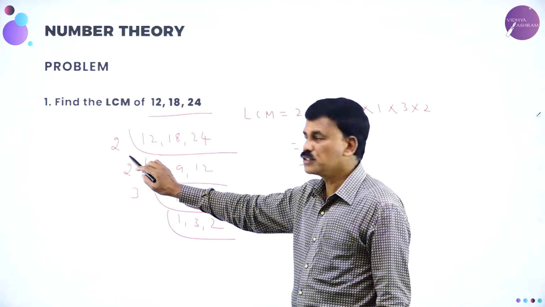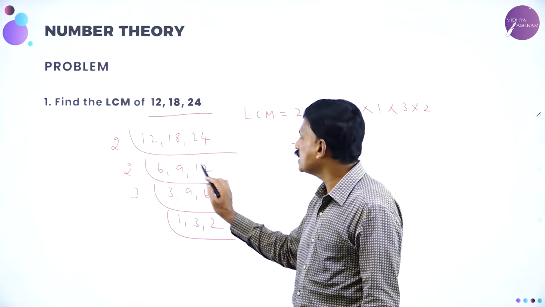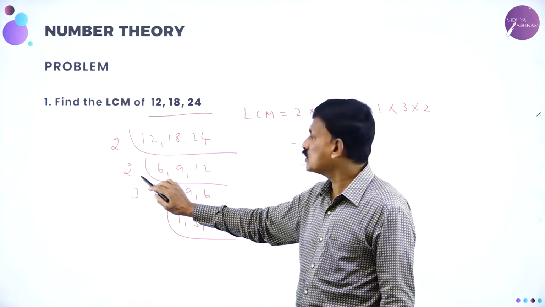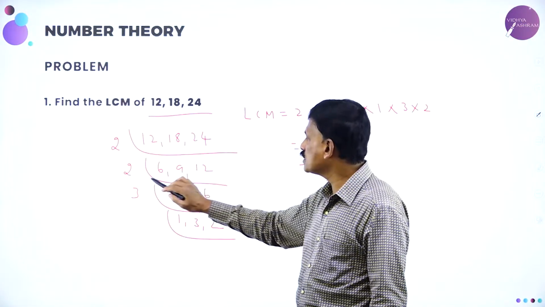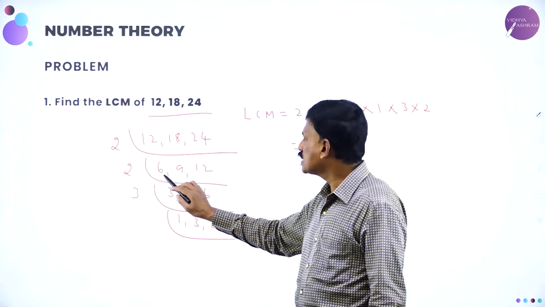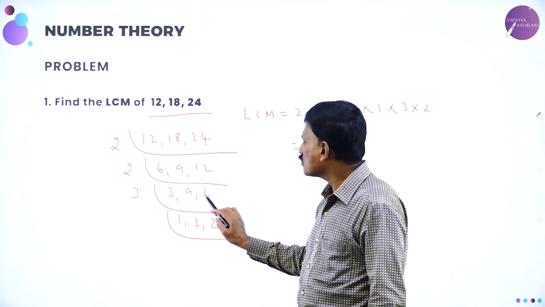Let us start with 2. 2 6s are 12, 2 9s are 18, 2 12s are 24. Again check whether it is divisible by 2 or not. So 2 6s are 12, 9 is not divisible, keep it as it is. 2 12s are 24. So this 3, 9 and 6 is not divisible by 2.